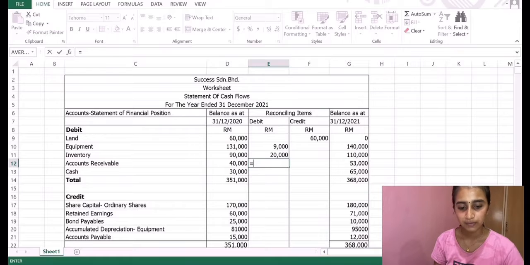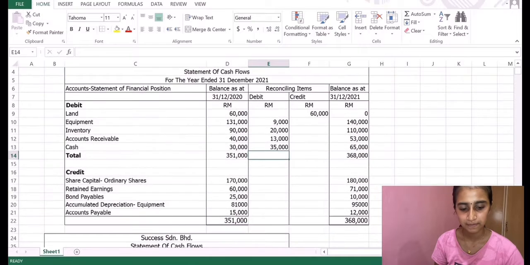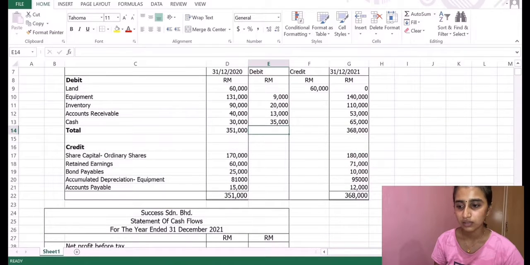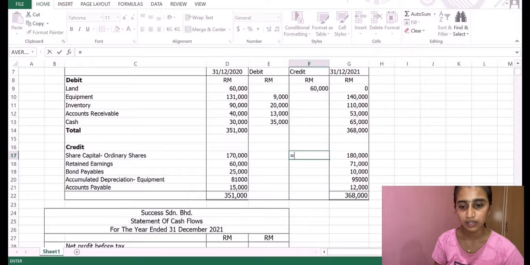For account receivable, also the same, we must record it on the debit side because the value has increased. For cash, also on the debit side because the value at 2021, 65,000, is bigger than 2020, so we must record it on the debit side. For credits, share capital ordinary is increased on the credit side, so 180,000 minus 170,000.